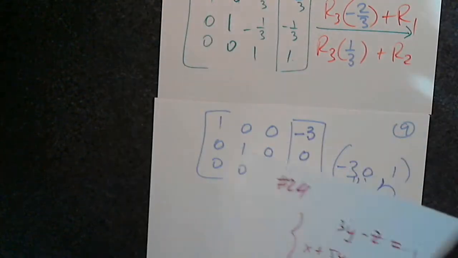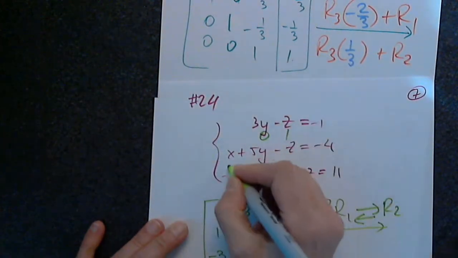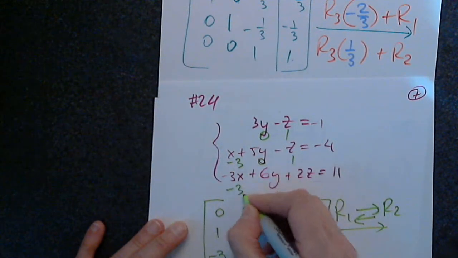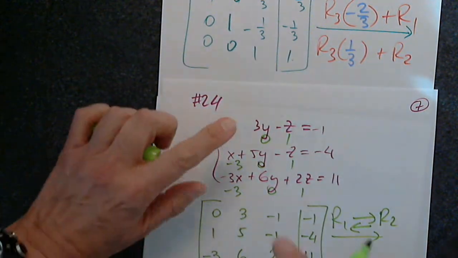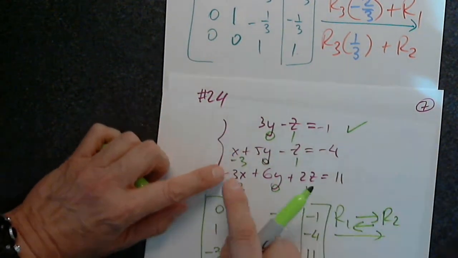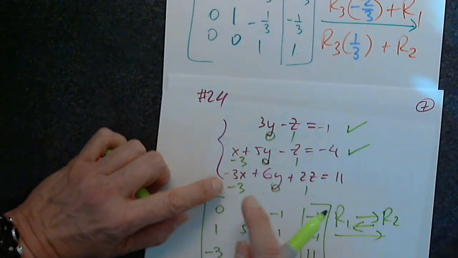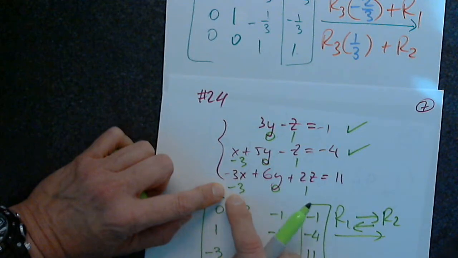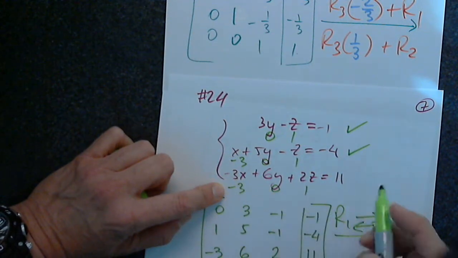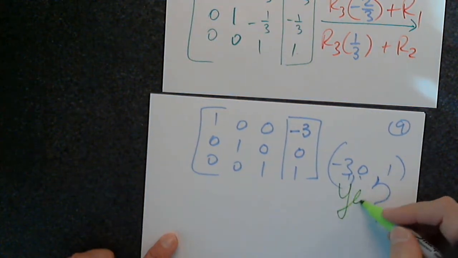Okay, so back to the original problem. Negative 3, 0, 1. Ready? 0 minus 1, negative 1. Negative 3 plus 0 minus 1, negative 4. Positive 9 plus 0 plus 2, 11. I'll say yes.